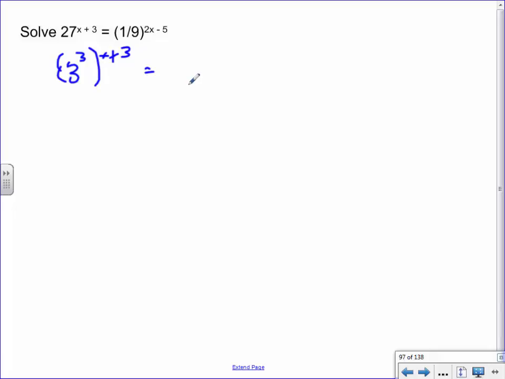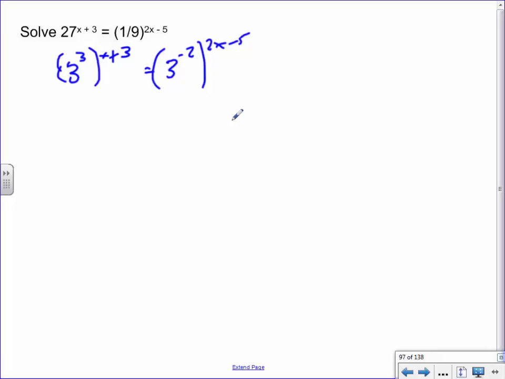Good on that one? What about 1 over 9? 3 to the negative 2. Good job. That's what you said, right? Does that make sense to everybody? Why it's 3 to the negative 2? The negative because it's on the bottom of the fraction. And then 9 is 3 squared, right? So this is really 3 to the negative 2 to the power of 2x minus 5.